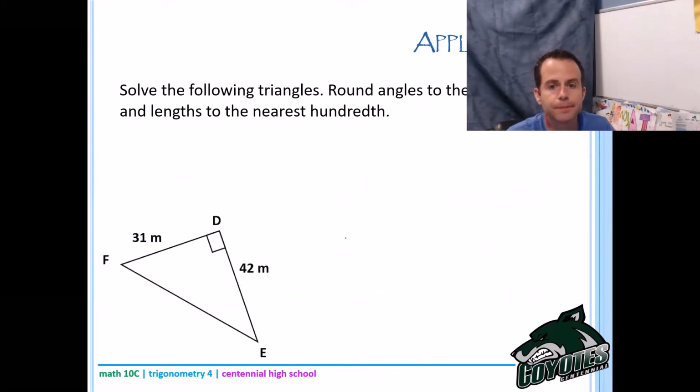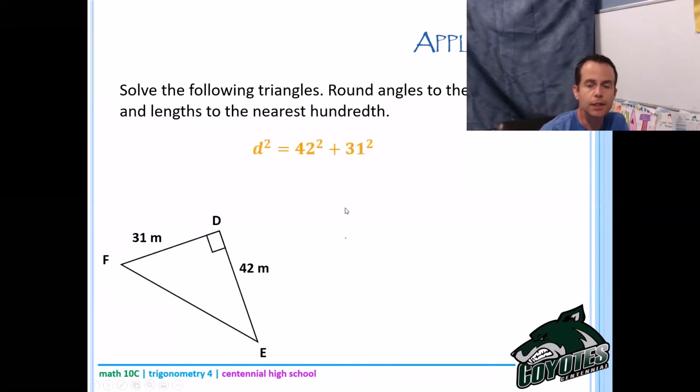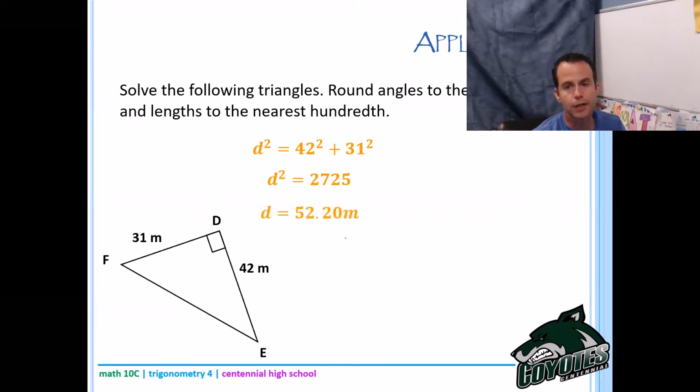All right, now solve this one. First thing I'm going to do is tackle this side here. If you have a right triangle, a triangle with a 90-degree angle, and you know 2 sides, you can just use the Pythagorean theorem to get the 3rd side. So I'm going to go d squared equals 42 squared plus 31 squared. That means d squared is 2,725. Square root both sides and round to the nearest hundredth: 52.20 meters when properly rounded.